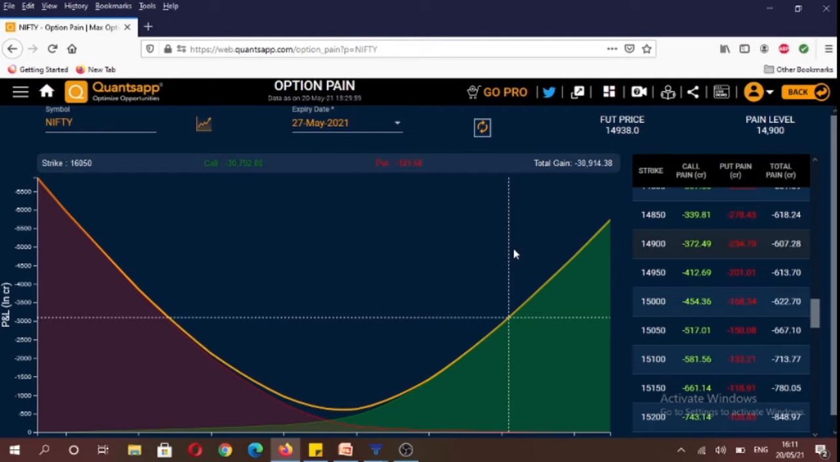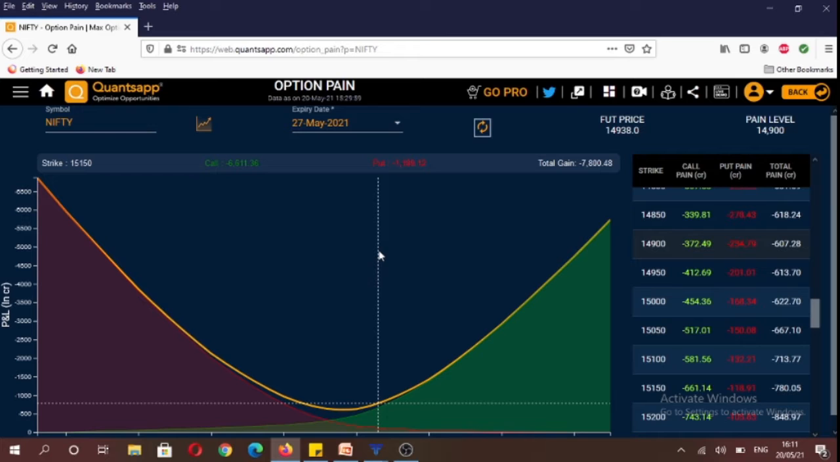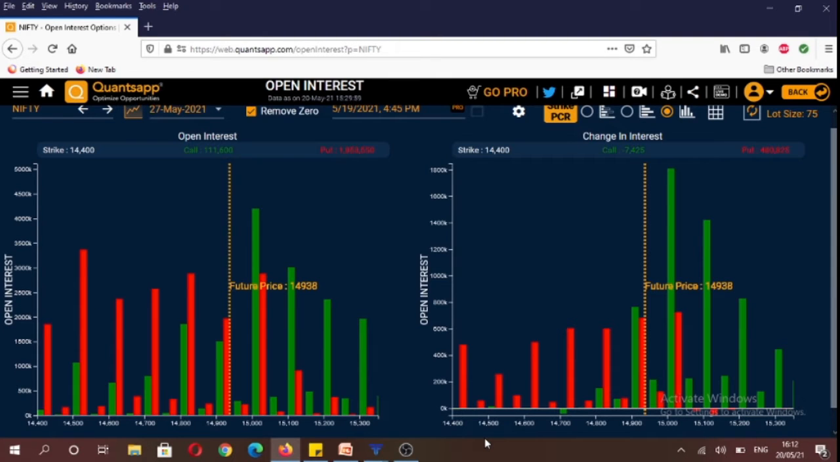So for 27th May monthly expiry contract, the max pain level is currently at 14,900. Based on tomorrow's trade, we will get an idea whether the max pain level shifts up or shifts down. Max pain level just tells us that if the market was to expire at this level, 14,900, on next Thursday, in that scenario, option buyers, both call and put buyers, are going to suffer huge losses as a large percentage of options expire worthless.